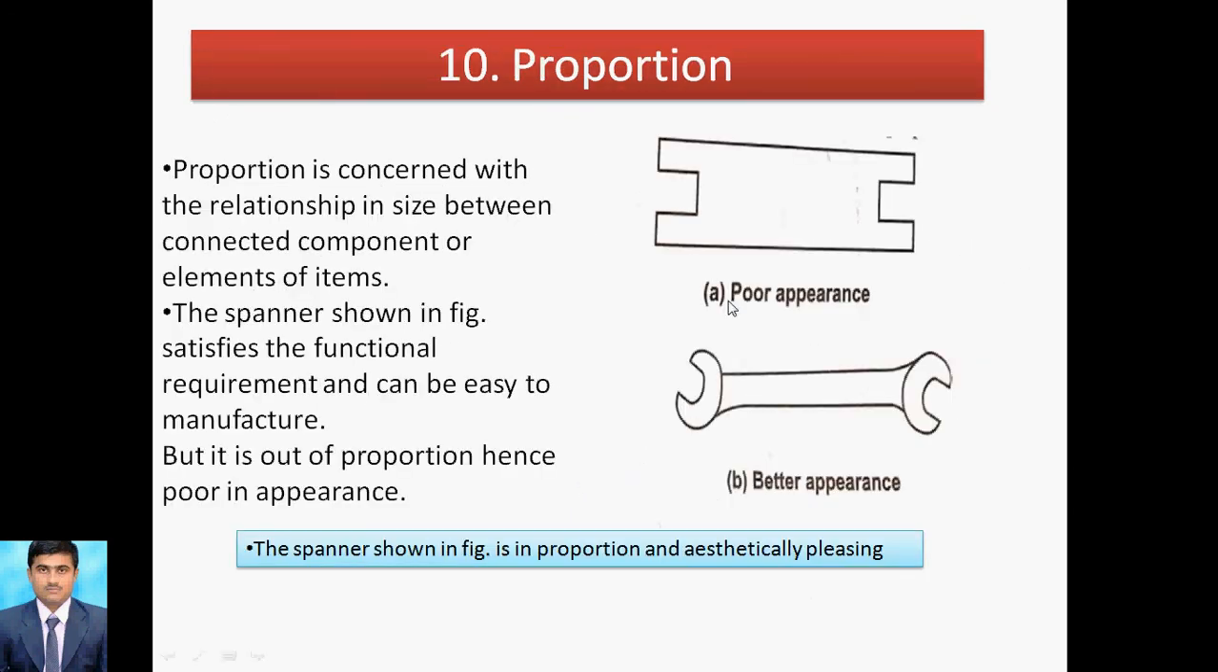Then proportion. As we know, proportion is provided on both sides, so it can connect with the component. An example is while tightening a bolt, we can use a spanner. A spanner requires only a rectangular section, right? But we provide curvature, so it can please the aesthetics as well as give the proportion. So this is the aspect of proportion, and that's why we can prefer this curved part of the spanner.